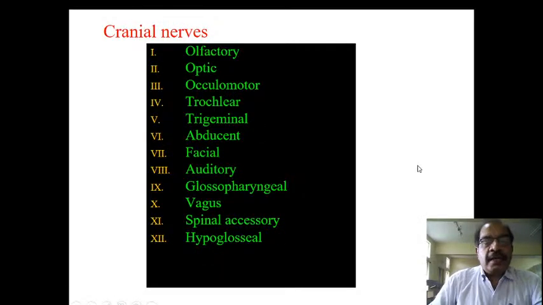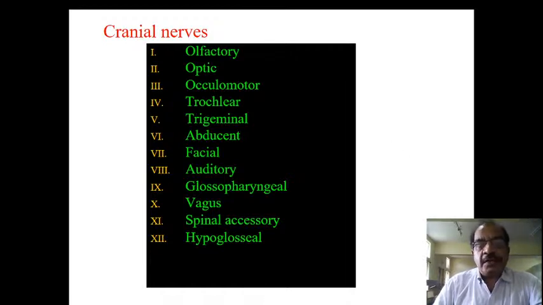You should know the names of all the nerves: olfactory, optic, oculomotor, trochlear, trigeminal, abducent, facial, auditory, glossopharyngeal, vagus, spinal accessory, and hypoglossal. You should also know which number each one is. It will help not only in the exam but also in the assessment of the patient. And you should also know the functions of these individual cranial nerves. That will help in the assessment of which part of the brainstem or which cranial nerve is affected by a disease process.